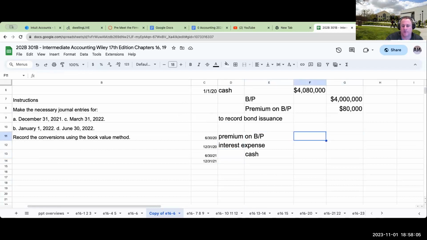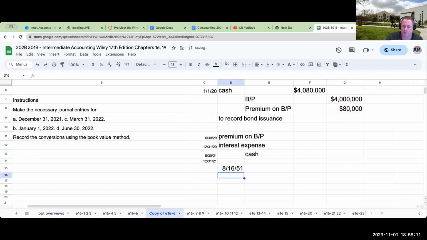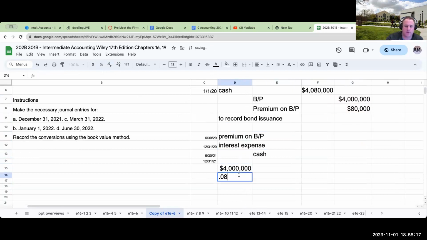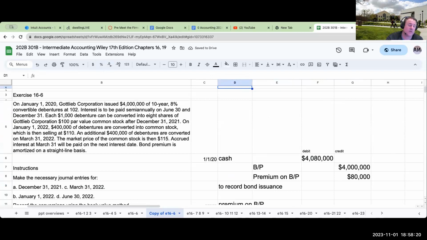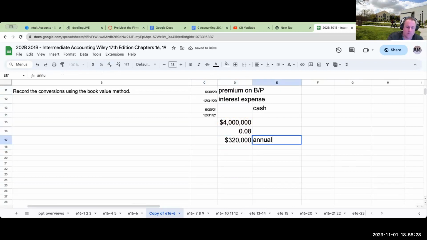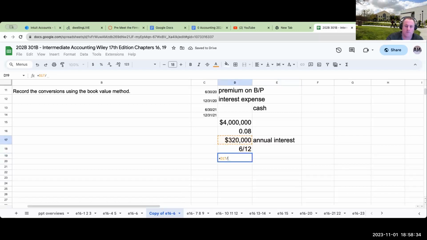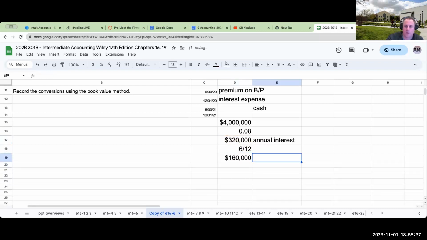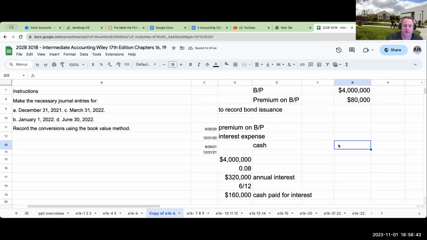So coming over here, the amount of cash I'm going to be paying, it is a $4 million bond. Okay, the interest rate is 8%, right? However, whenever you see an interest rate, it is always an annual rate, even if it says semi-annual. So my annual interest is $320,000. However, every 6 months, I'm going to be paying $160,000. So cash paid for interest is going to be $160,000.